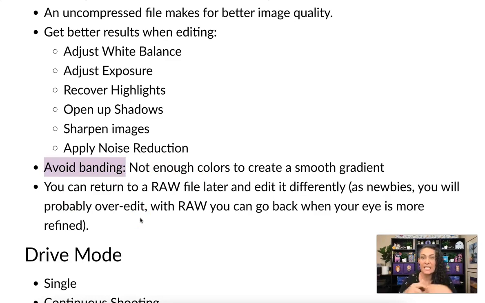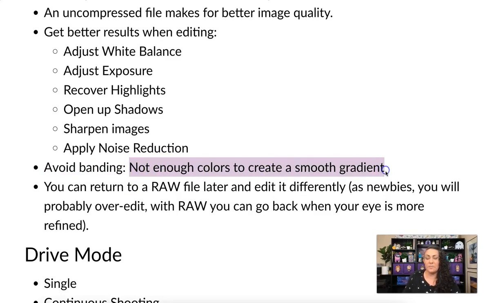What I mean by banding is if you've ever seen an image, let's say online, where there's a nice sky, but the sky has these lines where you can see different colors of blues going down. That's banding. And that basically happens for a couple of reasons. But when we're talking about RAW versus JPEG, it usually happens with JPEGs because there's not enough colors to create a smooth gradient. So because of that compression, maybe there's just not enough colors to do that. Whereas with RAW, you're going to have those colors.